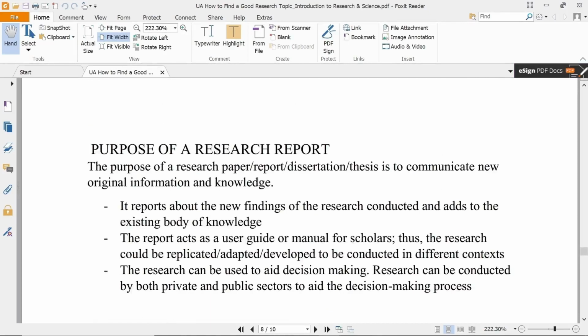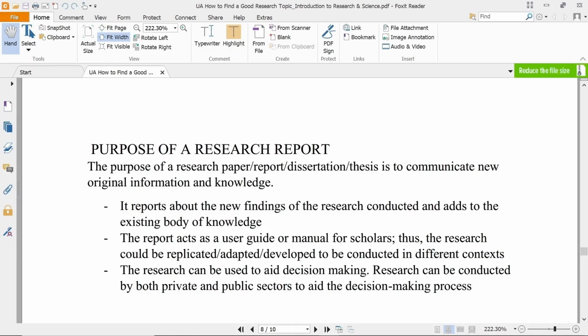What's the essence? What's the point of writing a paper? The purpose of a research paper, report, dissertation, or thesis is to communicate new information and knowledge. It reports the new findings of research conducted and adds to the existing body of knowledge. The report acts as a user guide or a manual for scholars. Thus, the research could be replicated, adapted, and developed to be conducted in different contexts.